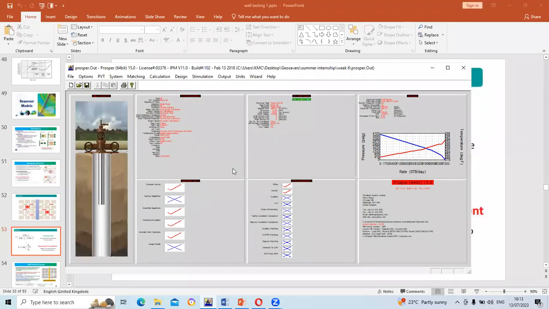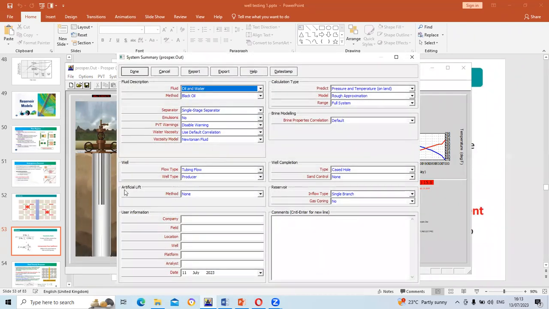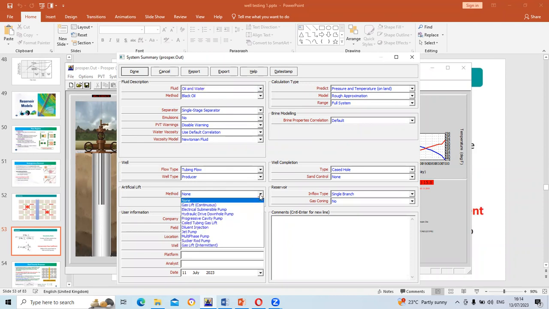All right. So let's see if we could design maybe one artificial lift method. So go to artificial lift. We go back to our first page. We go to artificial lift. Then we may take maybe gas lift. There are two types of gas lift. We have gas lift continuous and gas lift intermittent.